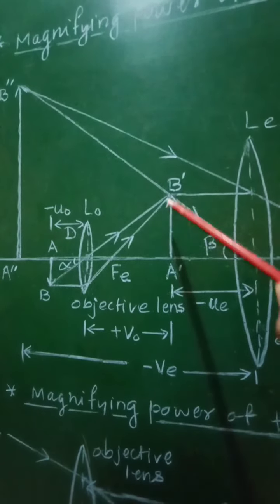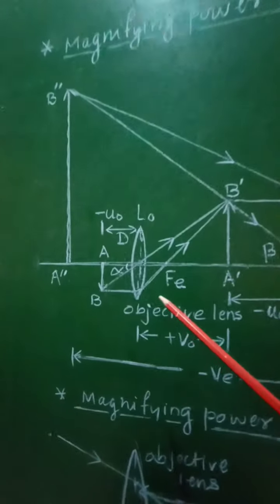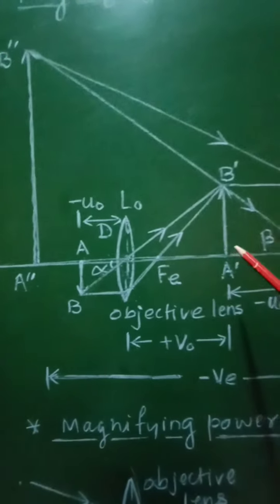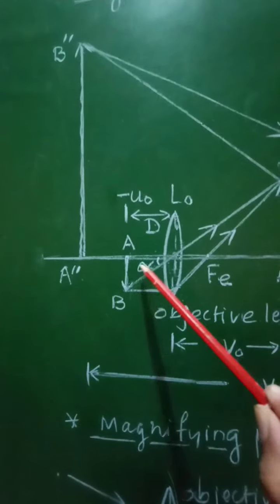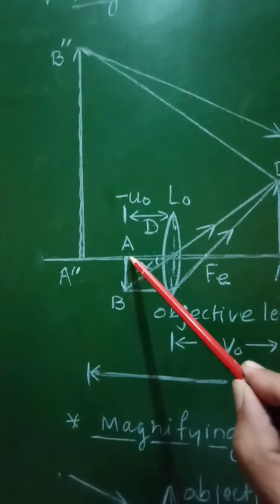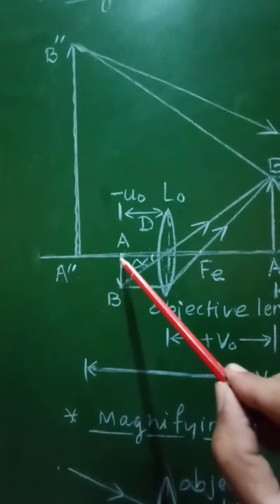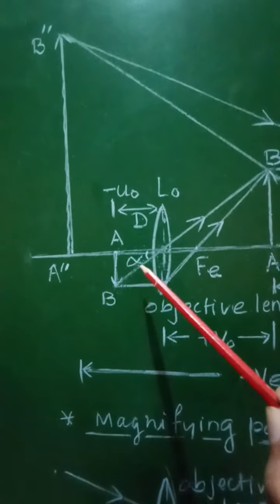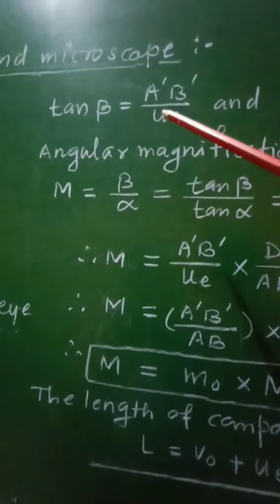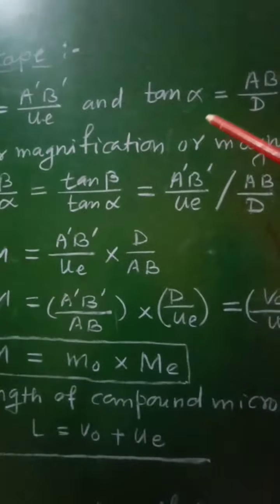So beta will be equal to A'B' upon UE in magnitude. Similarly, tan beta is A'B' upon UE, therefore tan alpha will be equal to opposite side upon adjacent side, that is AB upon UO, that is equal to D. So AB upon D will be the value of tan alpha, and therefore we can write tan beta equal to A'B' upon UE and tan alpha equal to AB upon D.